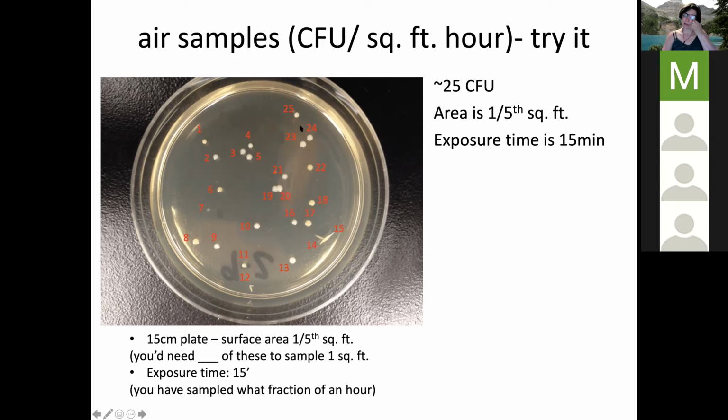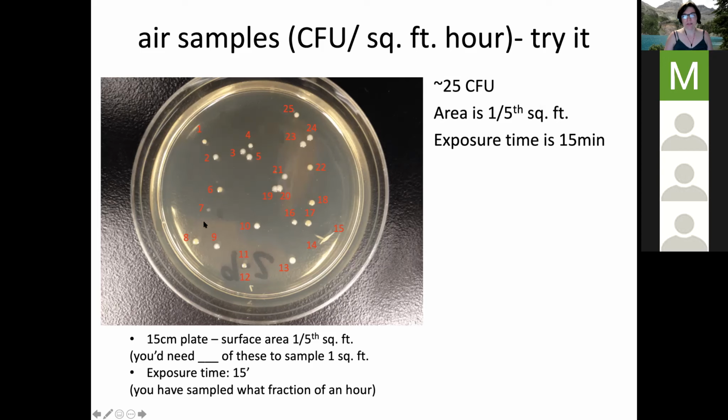So this is what happens when you take a plate that is 1/5 of a square foot. So it's not a full square foot, it's 1/5. And you get 25 things on it. In order to cover a whole square foot, how many of these plates would you have to expose? You'd have to expose 5 of them. So you take your 25 and multiply by 5.